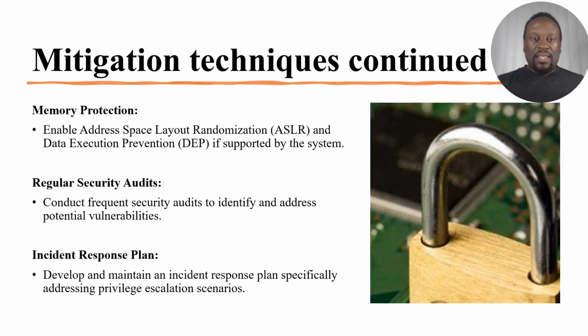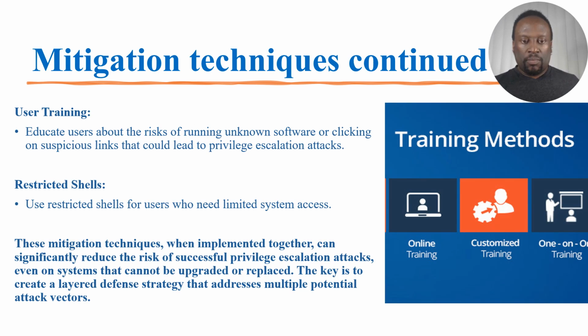Memory protection is another mitigation technique. Enable address space layout randomization and data execution prevention if supported by the system. Regular security audits: conduct frequent security audits to identify and address potential vulnerabilities. Incident response plan: always have a plan. Develop and maintain an incident response plan specifically addressing privilege escalation scenarios.